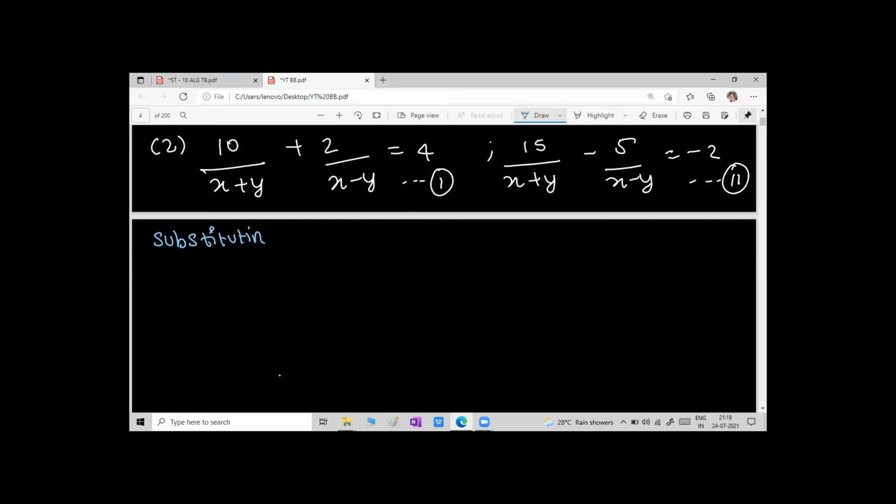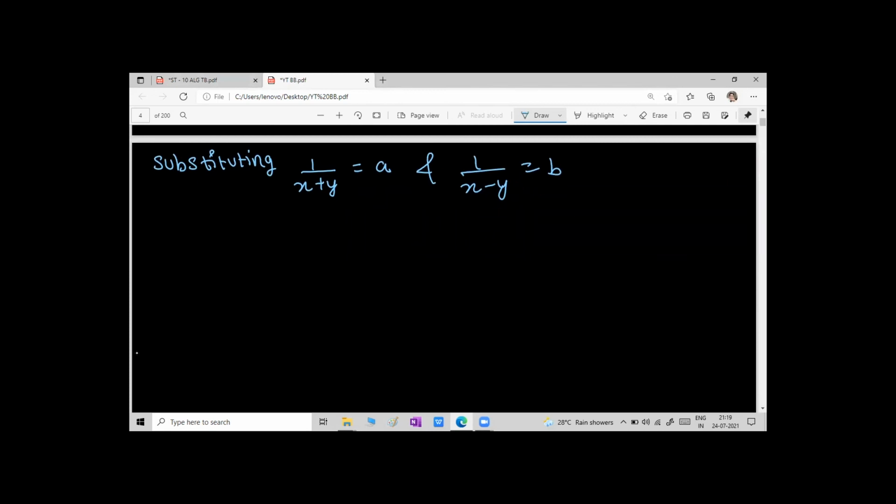Substituting 1 upon x plus y as a and 1 upon x minus y is equal to b. Try to avoid using the short forms. Right, full form a and b. ठीक है? Shall I go ahead? तो ये substitute करने के बाद मेरा equation क्या बन जाएगा? 10a plus 2b is equal to 4, and this will be my equation number 3.